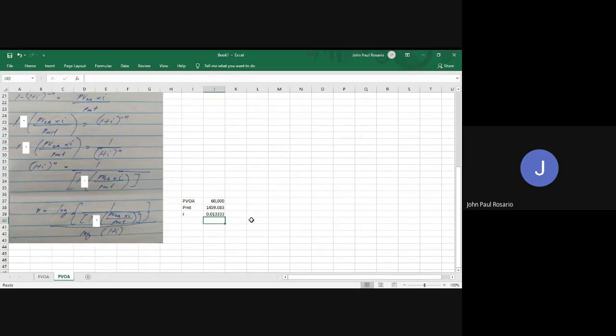So, guys, if you would grab your calculators, let's try to insert this one. Sige, let's solve it nga one time big time nga pag-solve. So log of 1 over 1 minus PVOA is 60,000 times 0.16 over 12 and then divided by payment, 1459.083. And then over log of 1 plus 0.16 over 12.